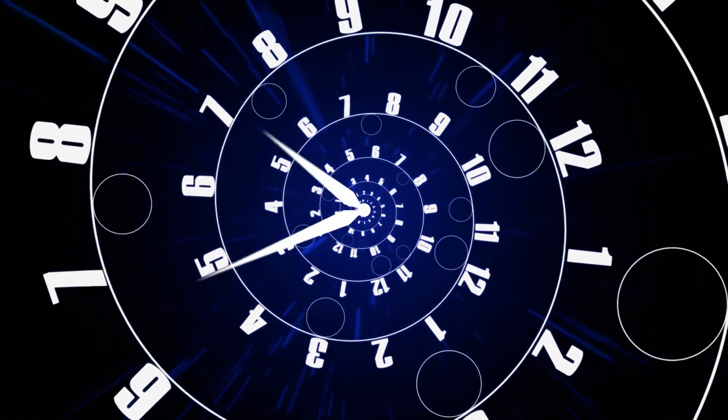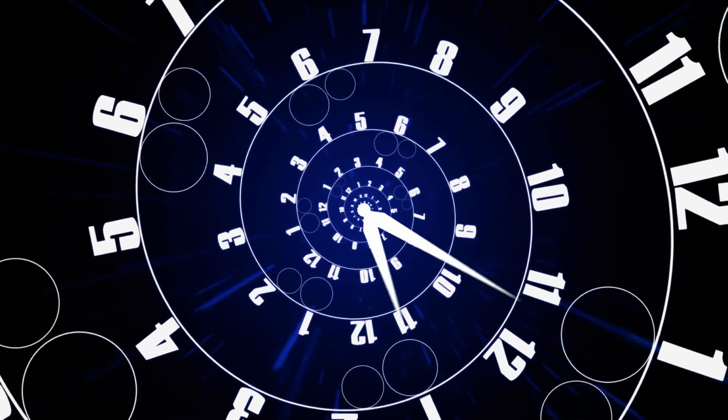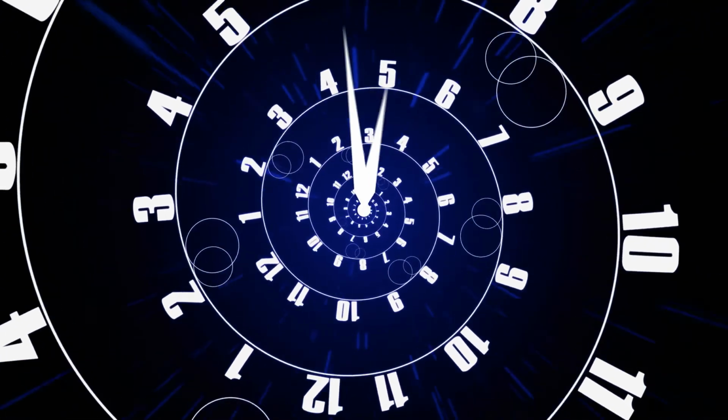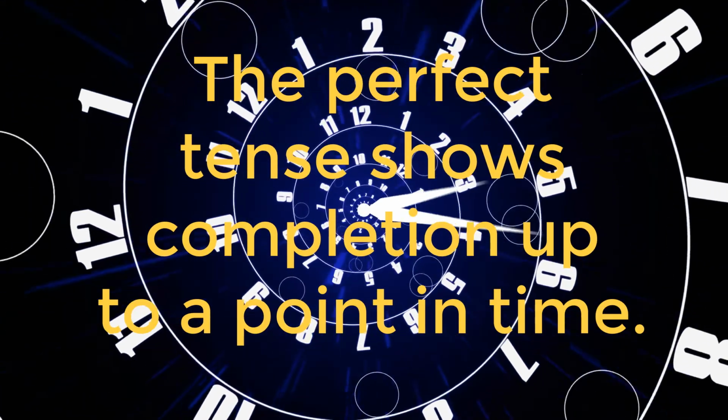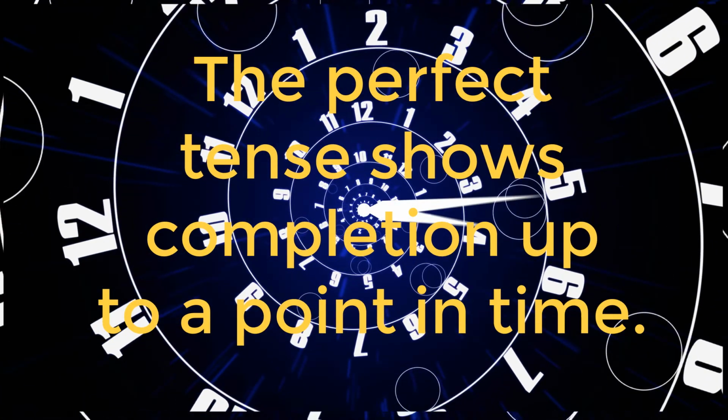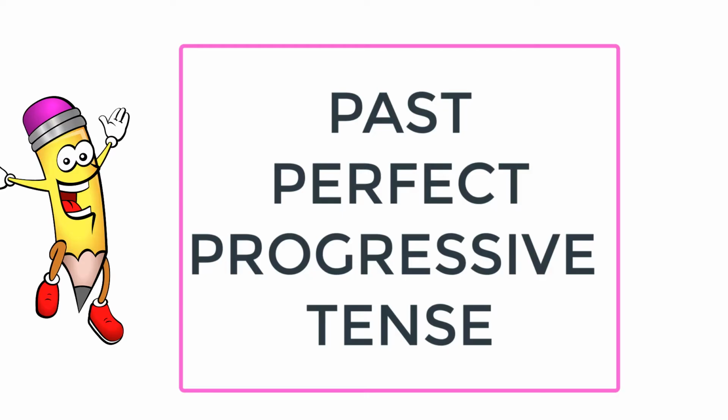The progressive or continuous form of a verb represents the action of that verb as ongoing or continuing, and the perfect tense shows that action completed up to a point in time. Let's start with the past perfect progressive.